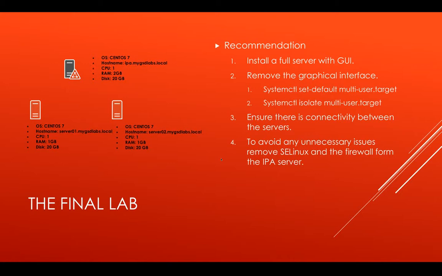As far as specs are concerned, we don't need too much, right? I'm running all 3 servers with 1 CPU. I'm using 2 gigs of RAM for my IPA server, but you should be able to run it fairly well with 1 gig of RAM, and a disk of 20 gigs is sufficient. Then server 1 and server 2 just need 1 gig of RAM and 1 CPU, and that should be enough.